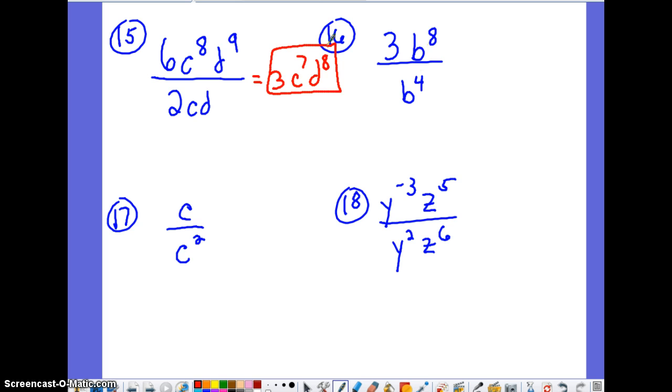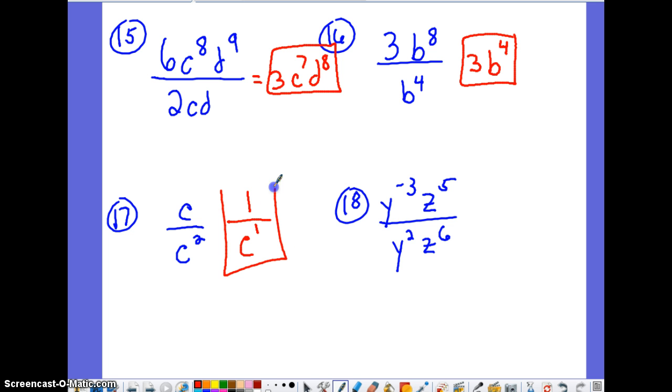Number 16, I have a 3 up on top. That stays. There's nothing to reduce it with. And then b's here, when I reduce, there's 4 extra b's on top. So it's 3b to the 4th once you reduce. 17, c over c squared. There's more c's on the bottom. There's 1 more, so you can put a 1 there. You don't need to have it, but you can have that. It's 1 over c to the first. Remember, when you're doing this, this is c to the first on top here.